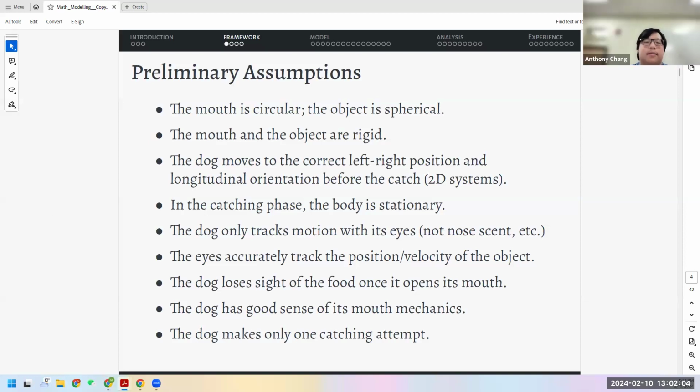We made the following assumptions. The object is spherical and the mouth of the dog is circular, so the radius is uniform. The object is not deformable. The dog moves to the correct left-right position and longitudinal orientation before the catch.